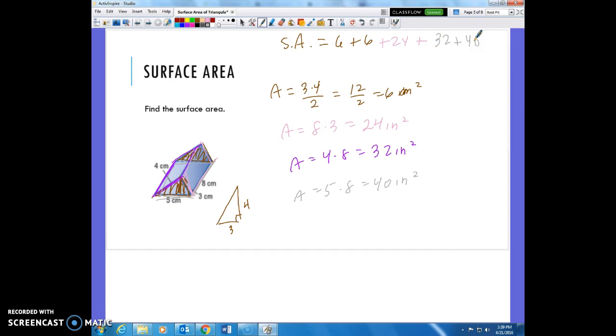And so the total surface area is the sum of those numbers. 6 plus 6 plus 24 plus 32 plus 40. 108 square centimeters.